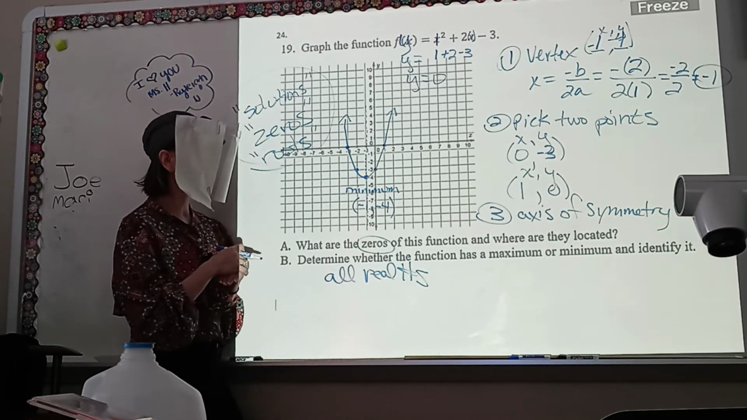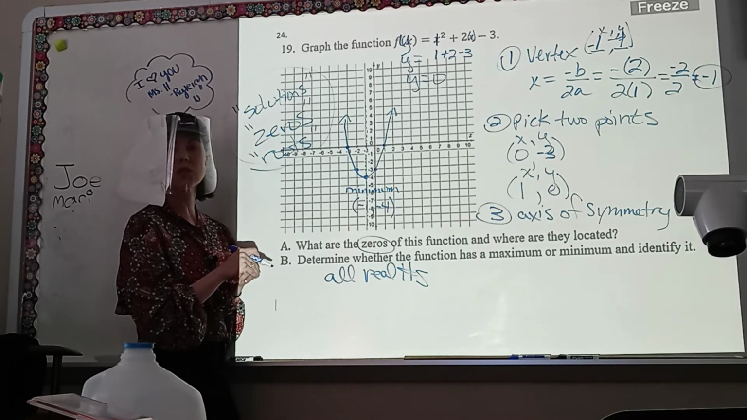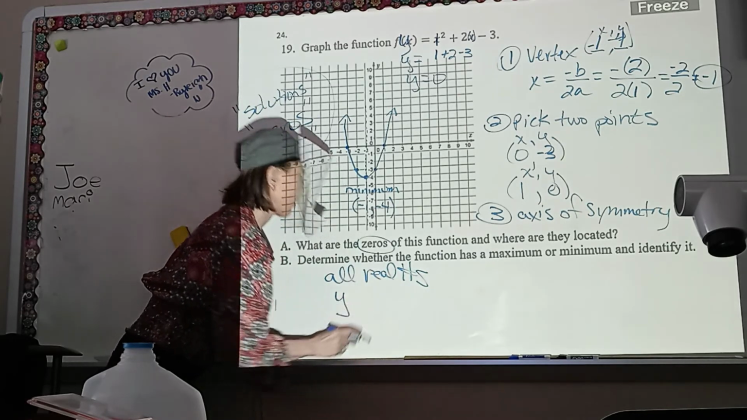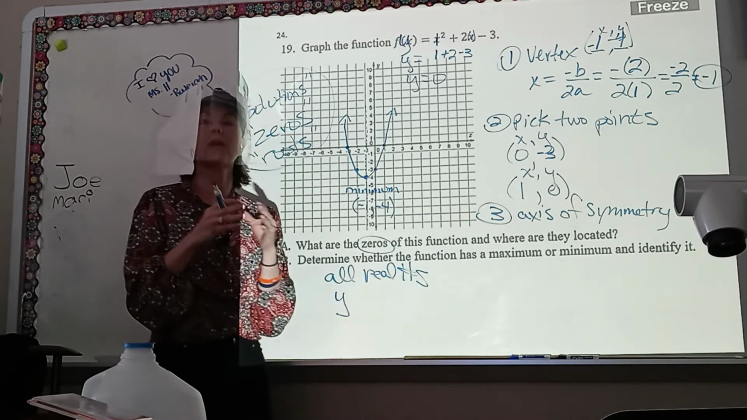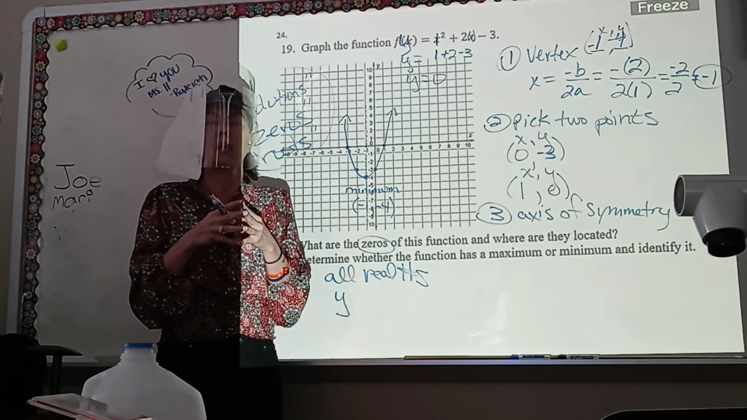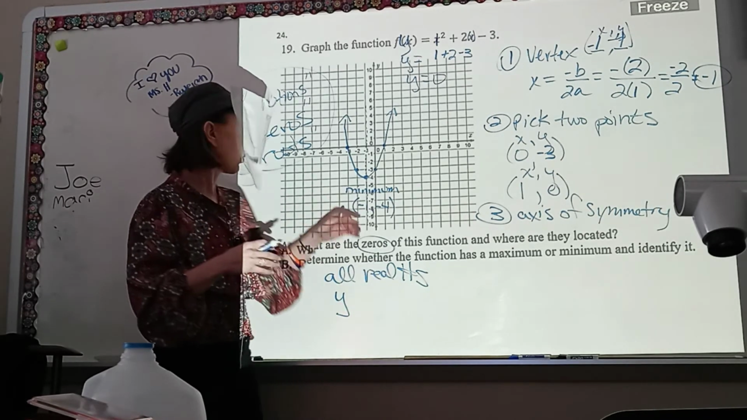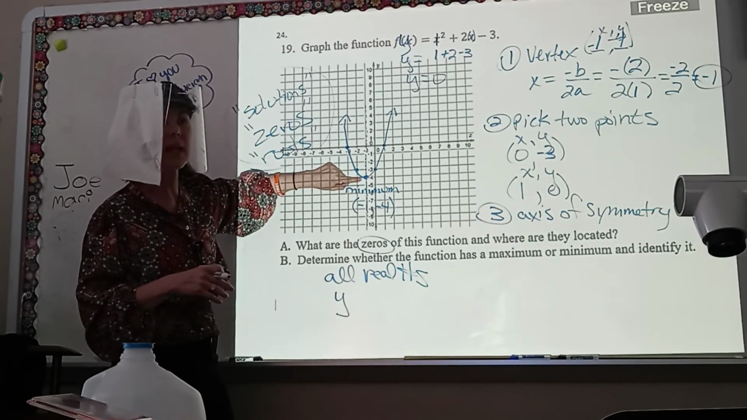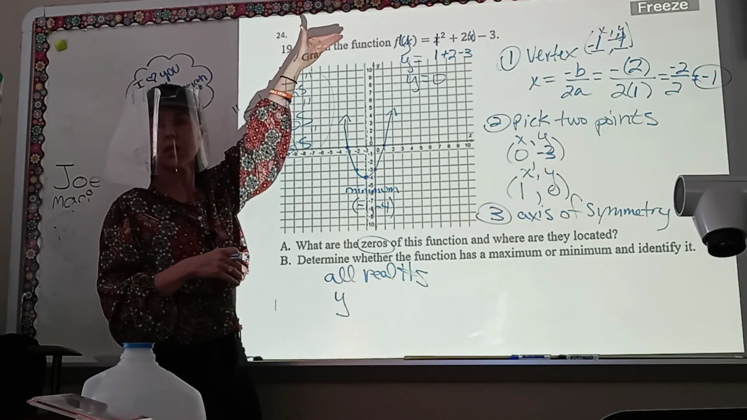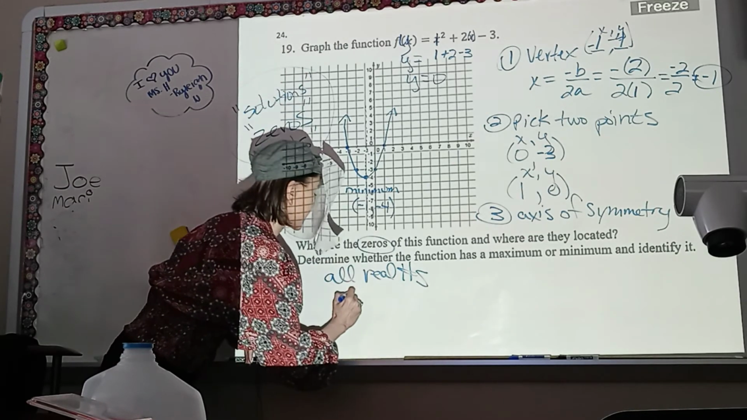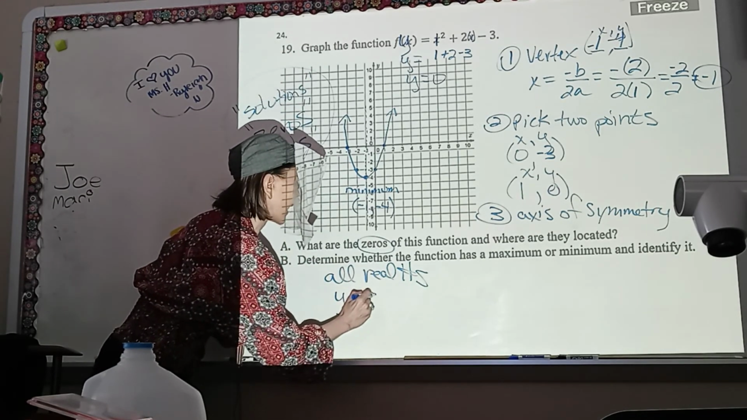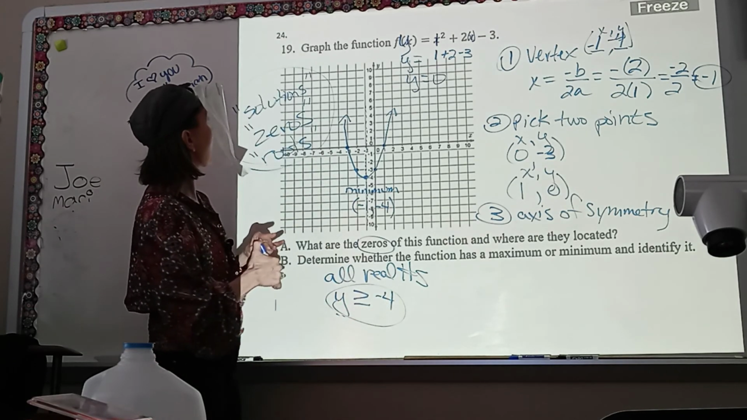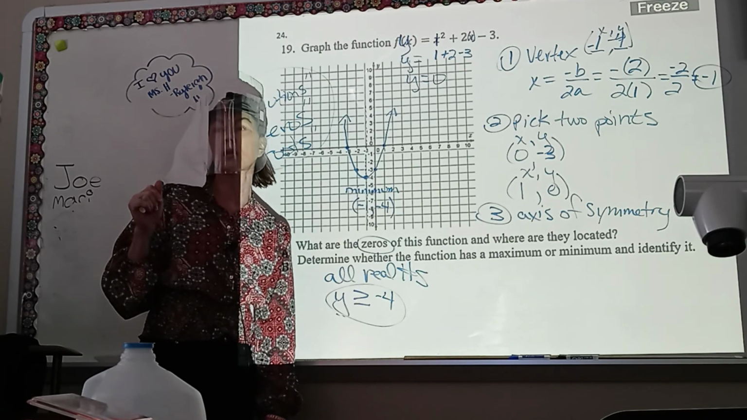And then the range refers to our y values. And what we said yesterday was you have to identify where the parabola begins. Well, right here, it begins at -4, and it goes up in the positive direction. Right? So our range would be y is greater than or equal to -4. And that is our EOC bell work number 24.